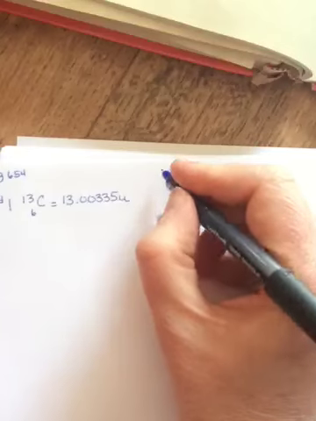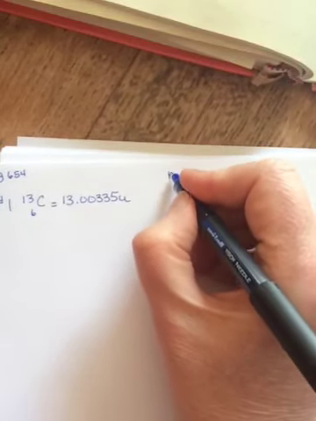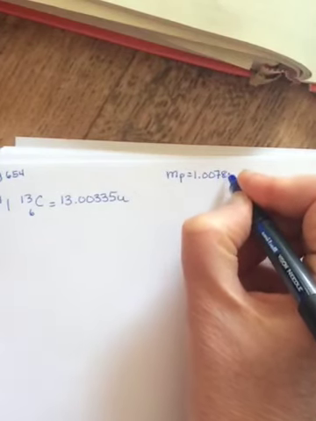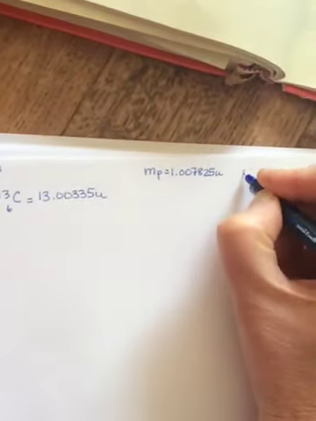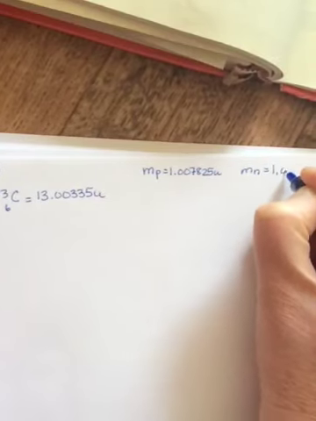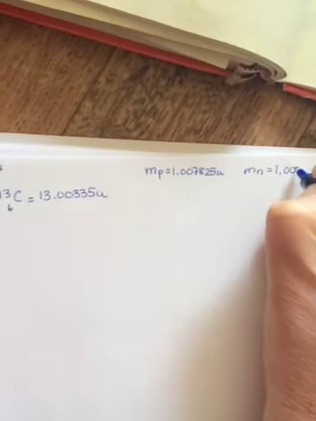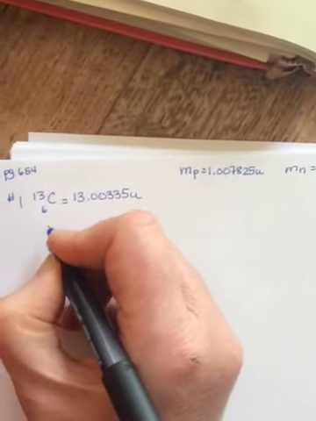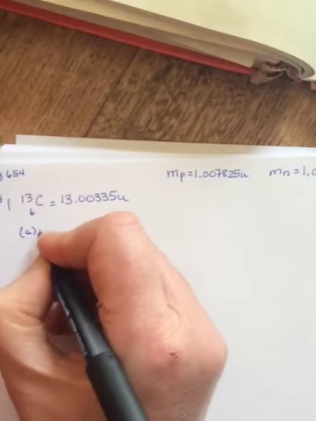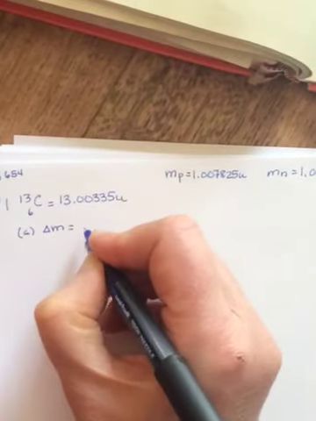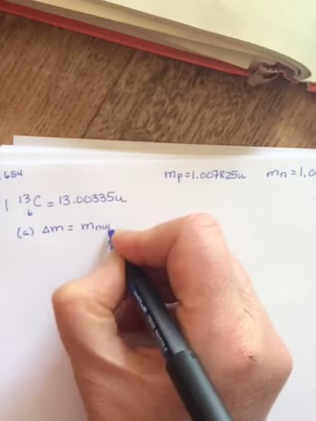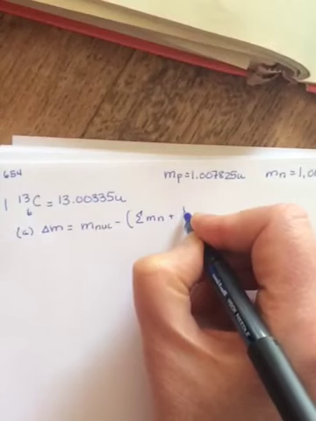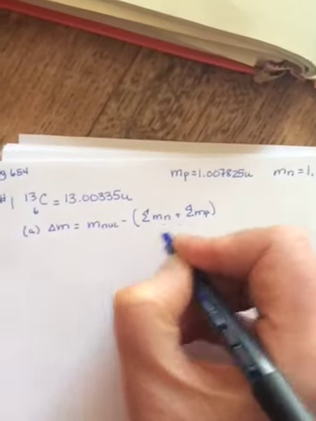Your textbook uses, like we did the other day, the mass of a proton to be 1.007825 U's and the mass of a neutron to be 1.008665 U's. Okay? And so in part A, we're looking for the mass defect, the delta M. And we know that's equal to the mass of the nucleus minus the sum of the masses of the neutrons plus the sum of the masses of the protons.